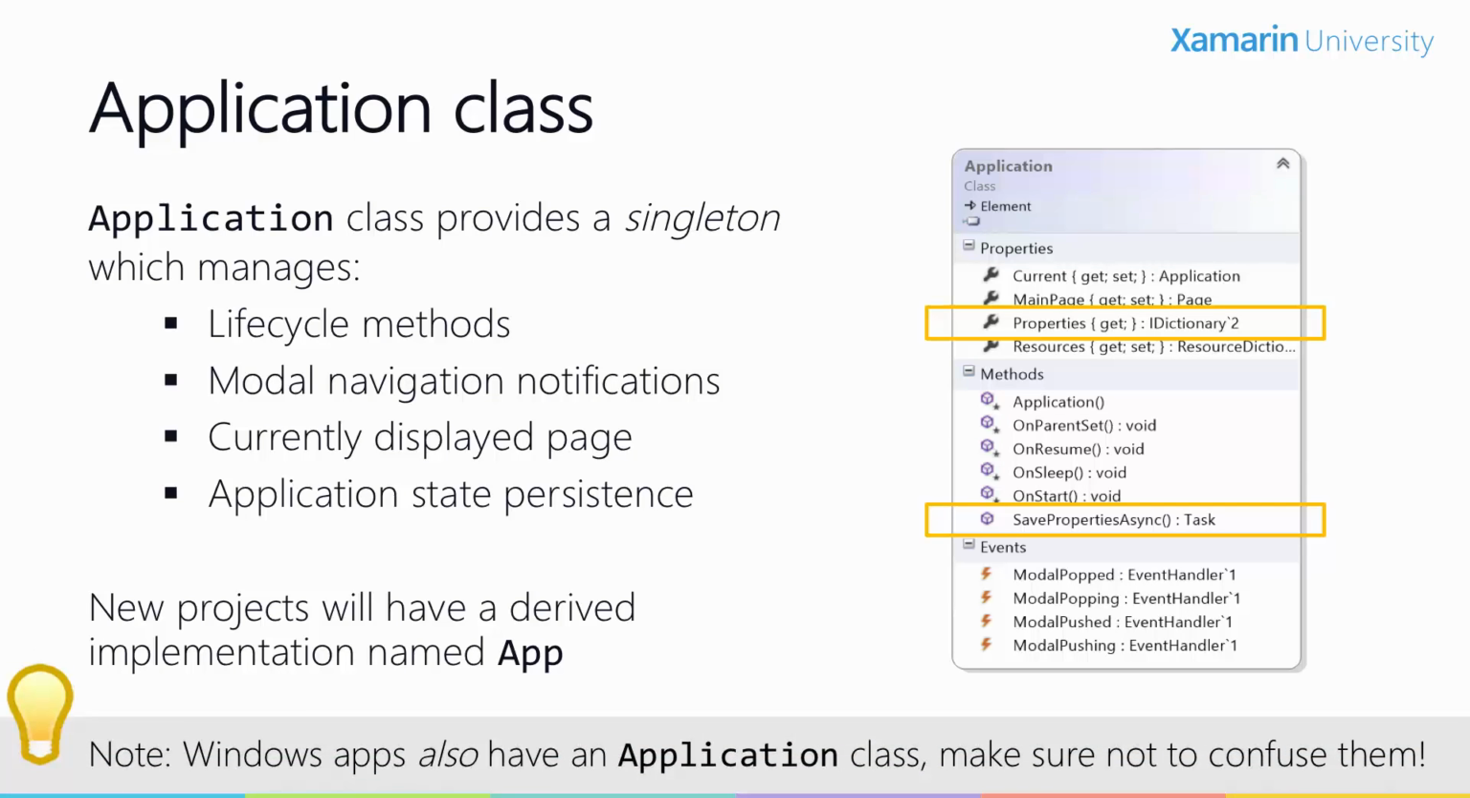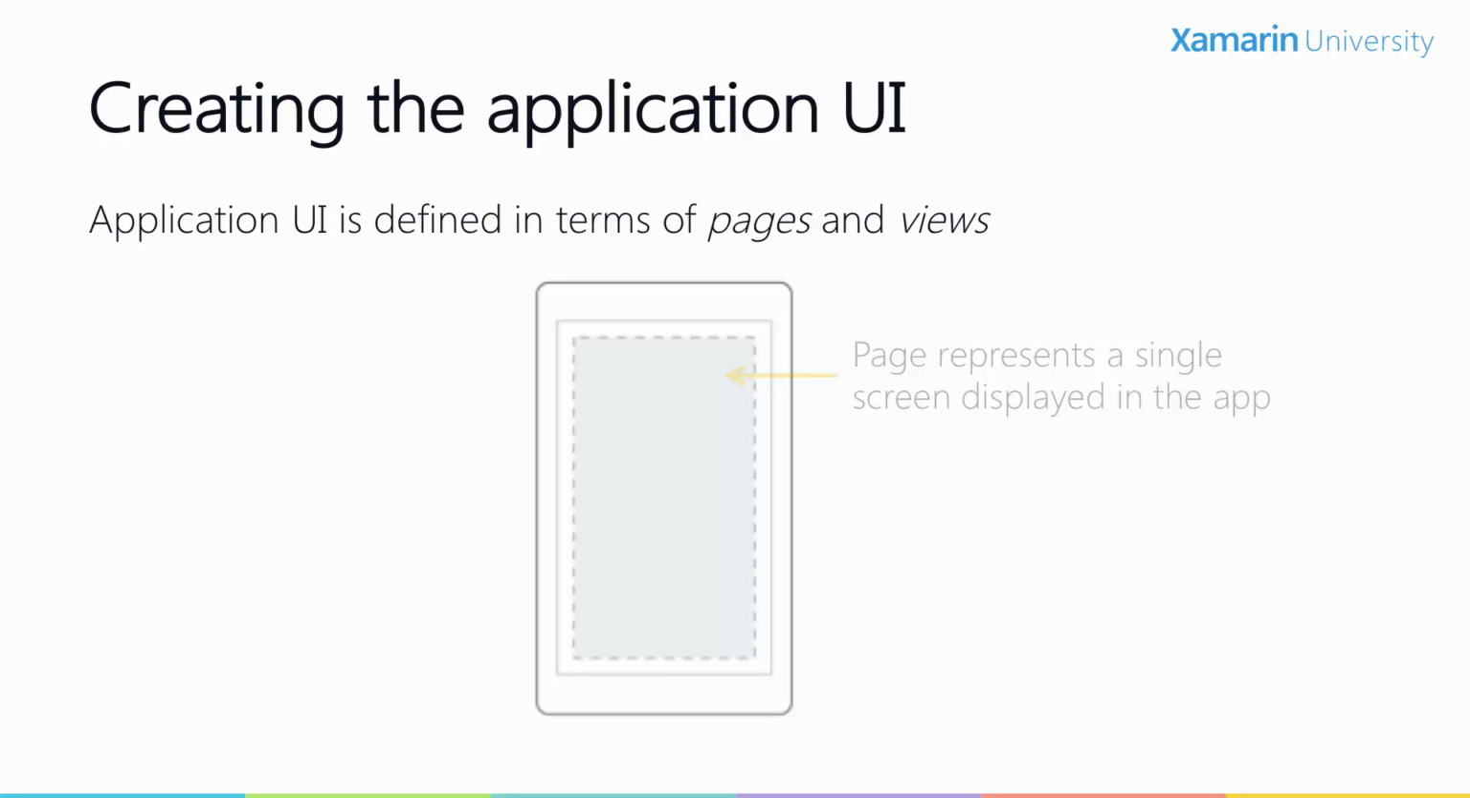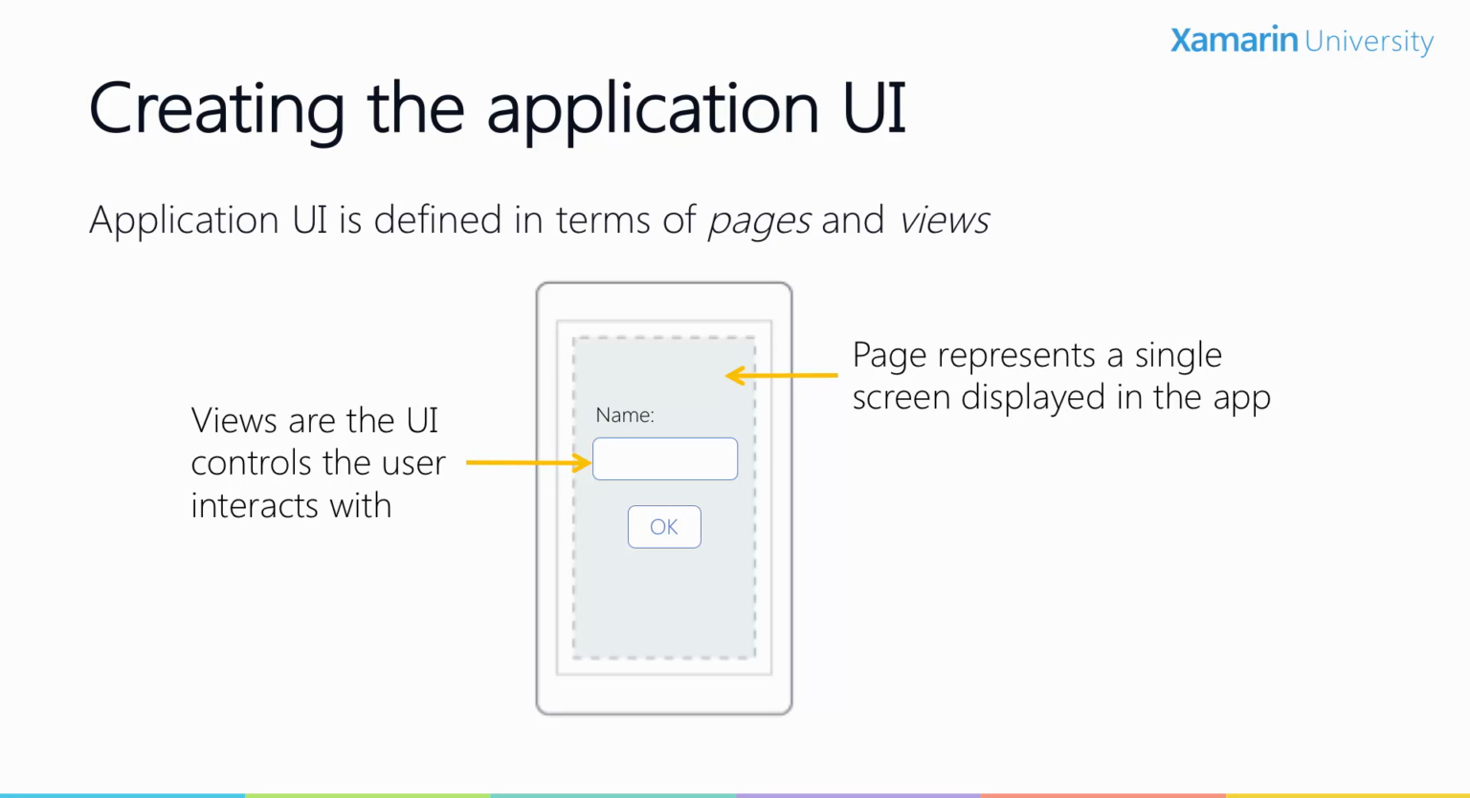Be careful with the application class, by the way. On Windows, there's also an application class, so don't confuse them. There's also one on Android. If we talk about the application class today, we always mean the Xamarin.Forms one. And this brings us to the creation of pages. Pages represent the content of our application. The app identifies the first page, and then onto that page, we put our UI controls. In Xamarin.Forms, those controls are referred to as views.